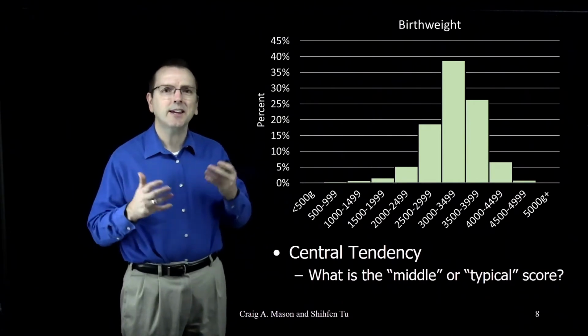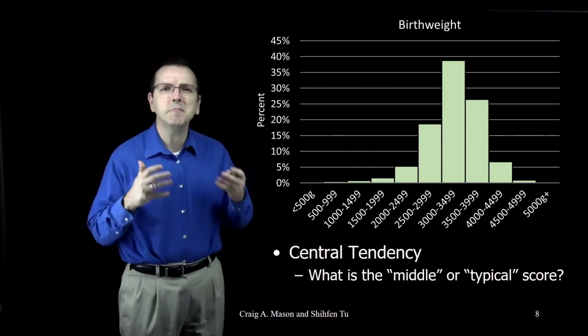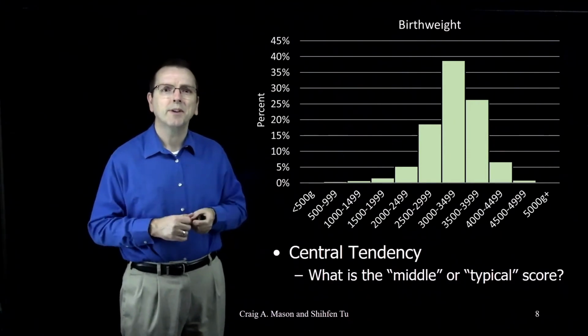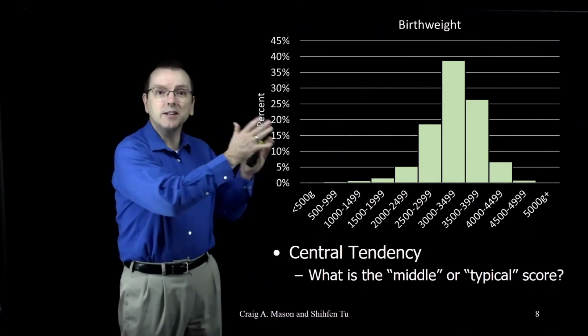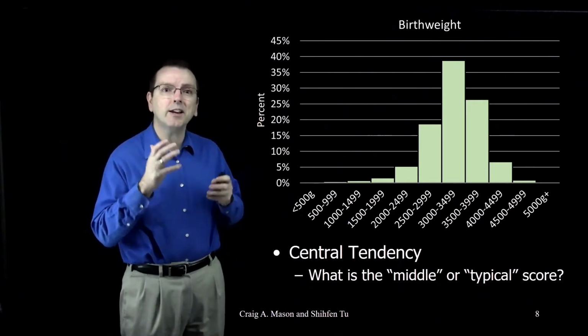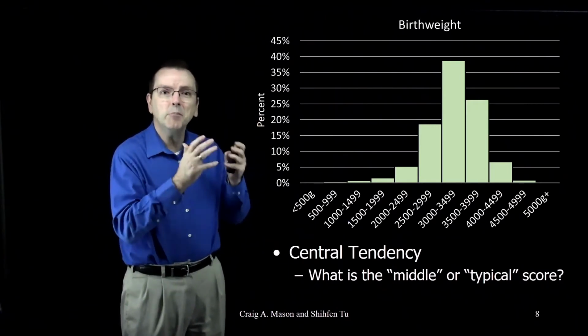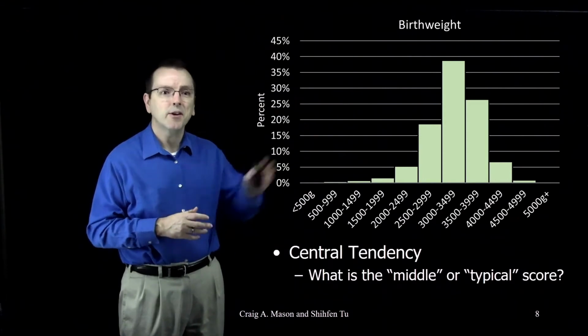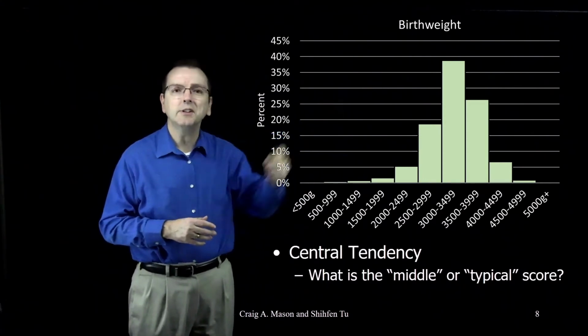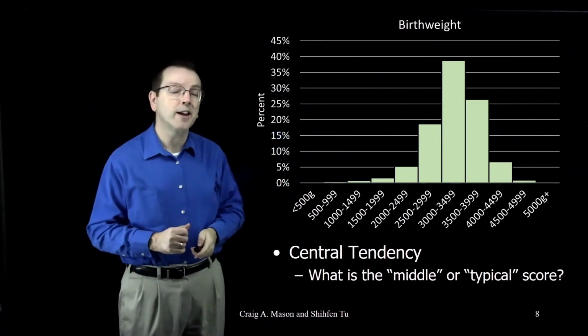Central tendency, again, gets at the idea of what's the typical middle-ish sort of score. In this case, there does seem to be a fairly clear middle point of central tendency, right around 3,000 to 3,499 grams.